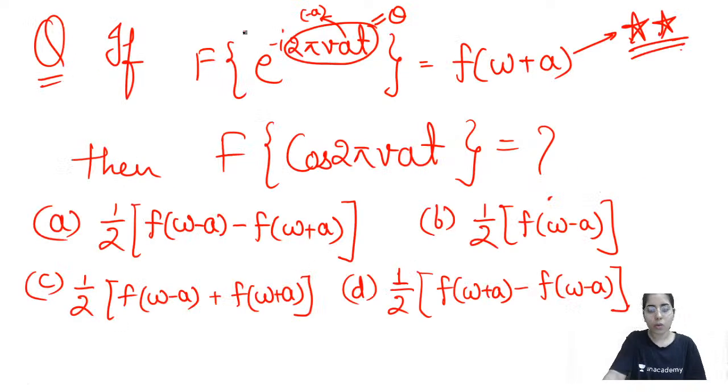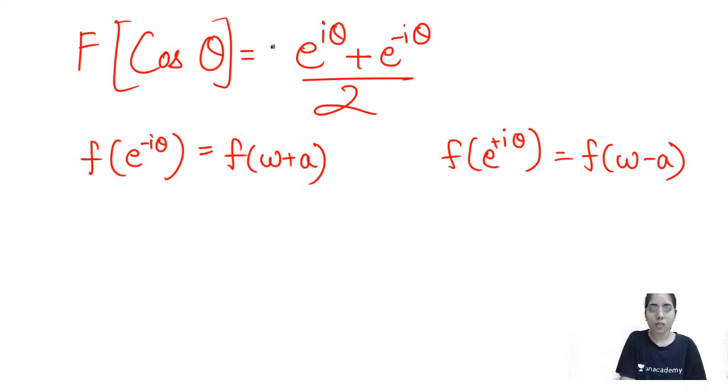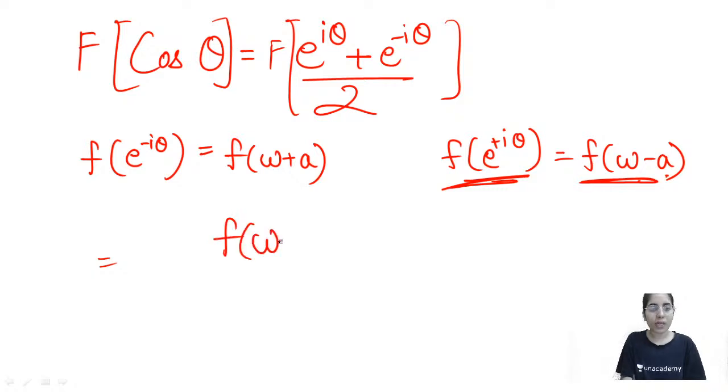Clear? Because I want to know about the Fourier transform of cos theta, where theta is what? 2 pi VAT. So that same thing is present here. Done. So let's apply it at this place. What will be the answer? E to the power iota theta plus e to the power minus iota theta. So what we will get? F omega minus A. F omega minus A.